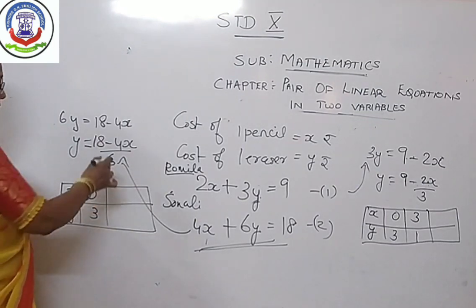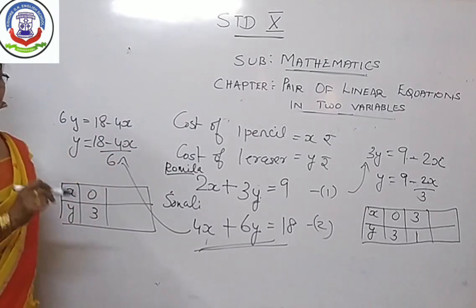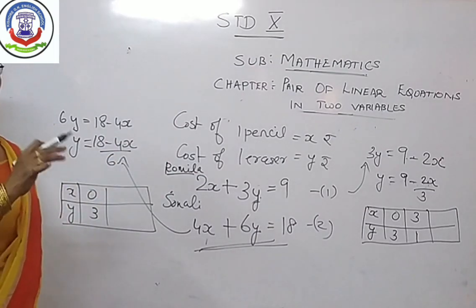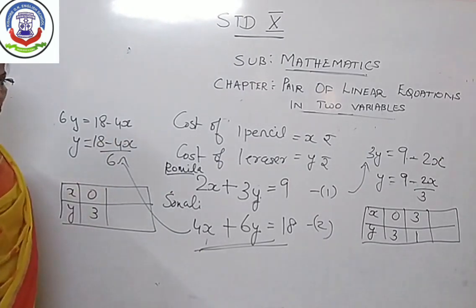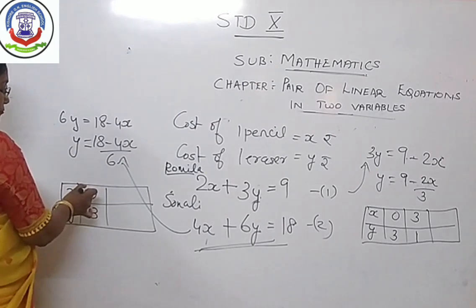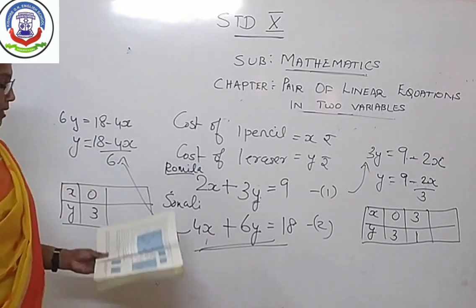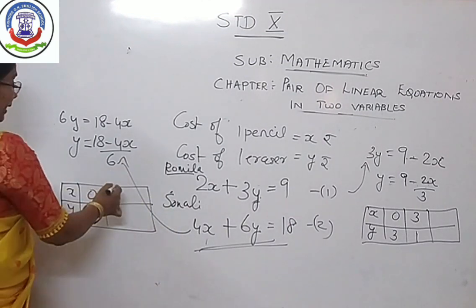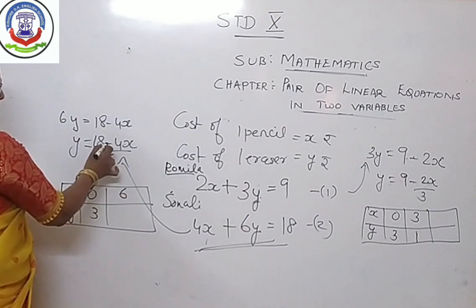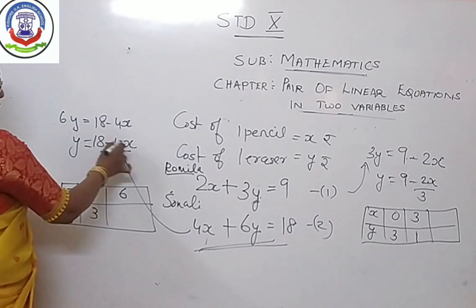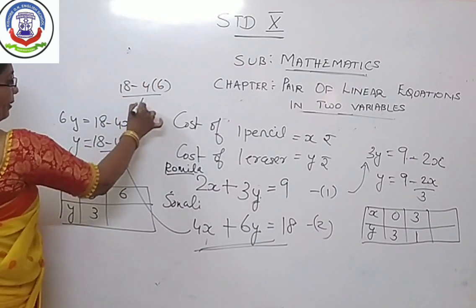Is it correct? Are you following this all? 18 minus 4 into 0 upon 6. That means 18 minus 0 upon 6. 18 minus 0 means 18 upon 6. It is equal to 3. That means for the x value 0, you have got the corresponding y value as 3. Second point: if I am putting x as 6 here, it will come 18 minus 4 into 6, divided by 6.